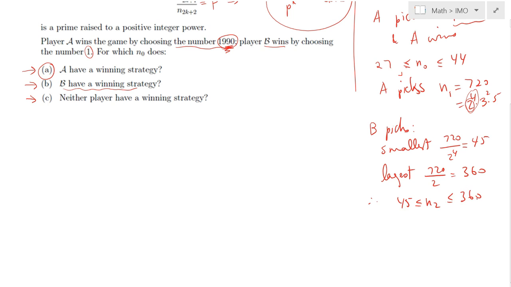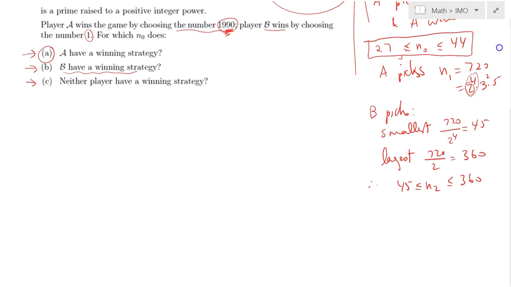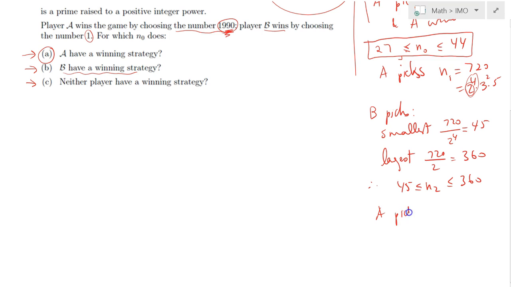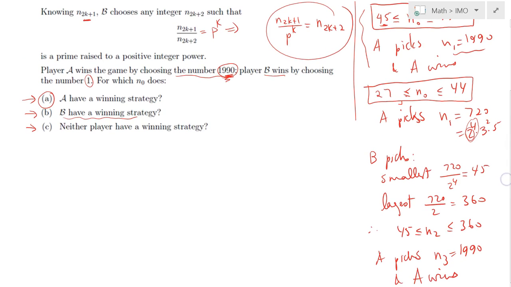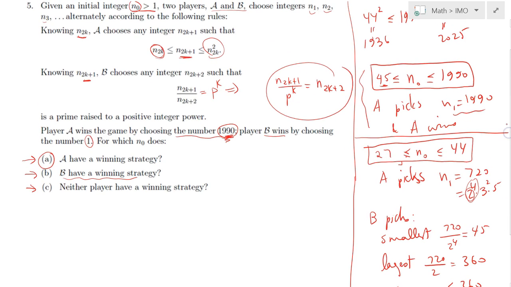But when that happens, we're back into the first case, because we restricted n2 to between 45 and 360. In that case, A picks n3 equals 1990 directly, and A wins. So even in this case, A can win easily in just 2 steps, unlike the first situation where A wins in just 1 step.